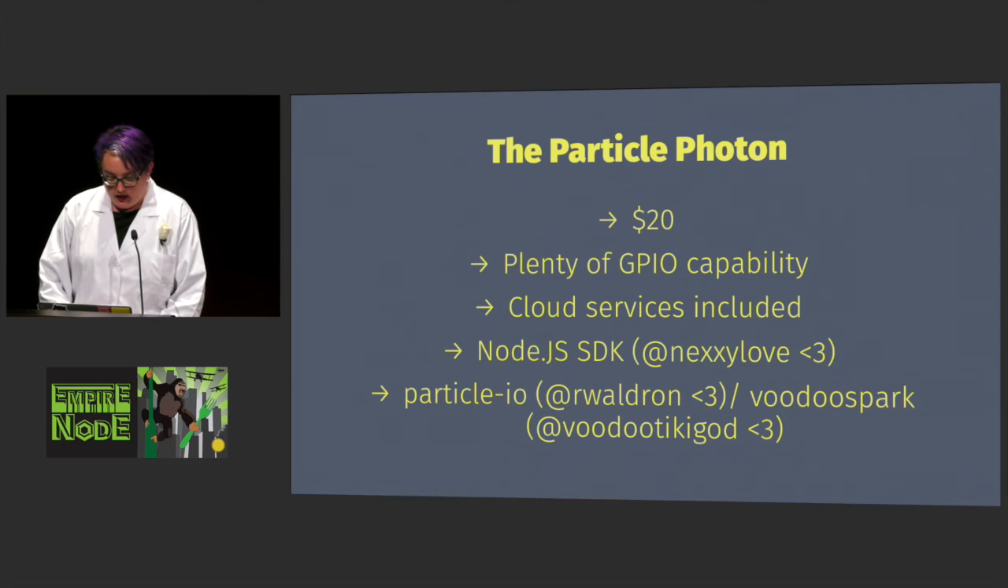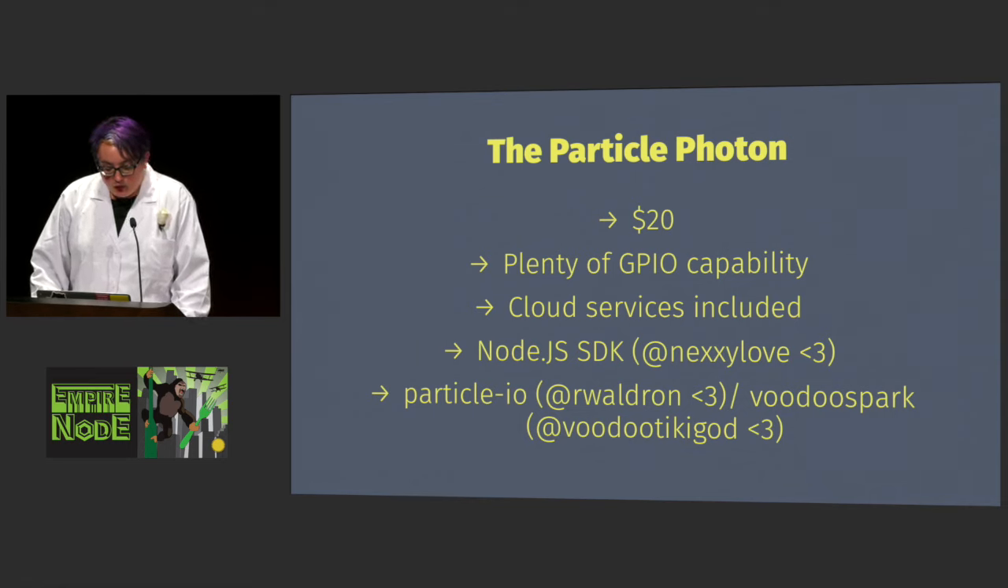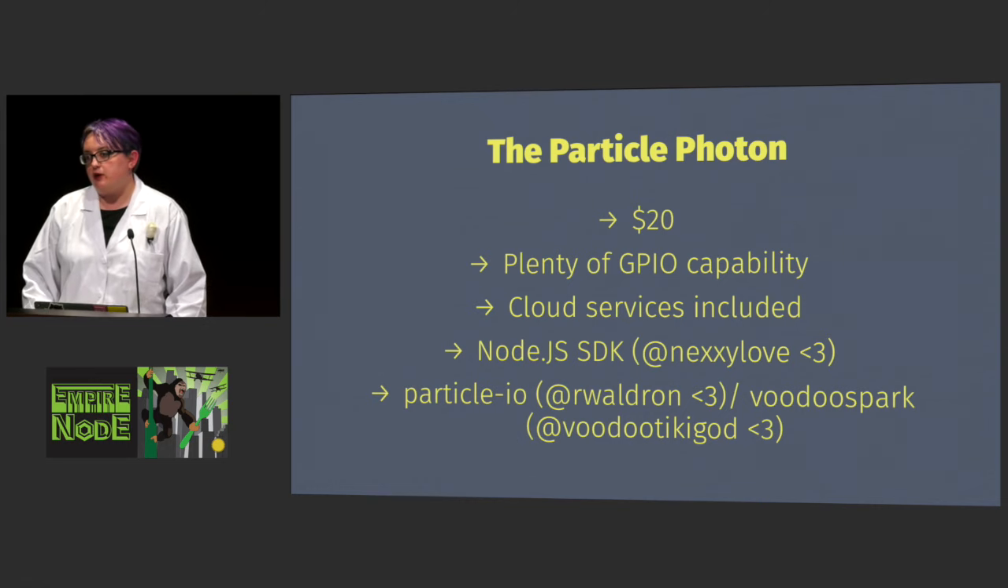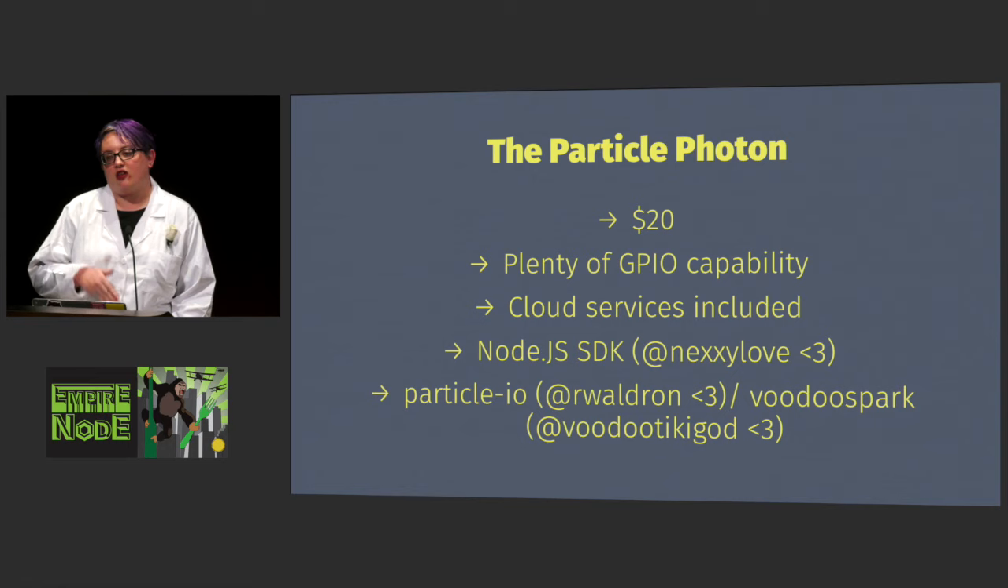So I'm going to talk about my new favorite thing, and that is the Particle Photon. It is a $20 microcontroller that connects to the internet and has cloud services included with it. It's created by a company called Particle. You might know this as the Spark Photon, or you might have messed with a Spark Core. Spark rebranded as Particle a few months ago, and the Photon is the successor to the Core.